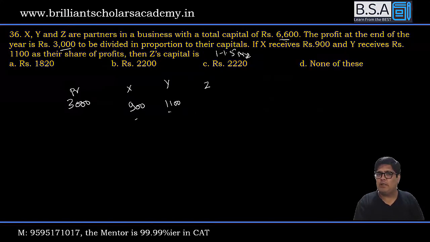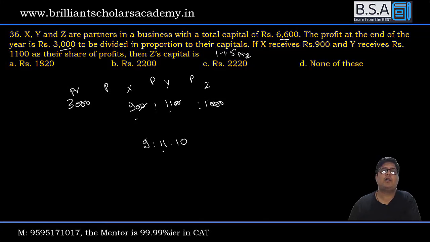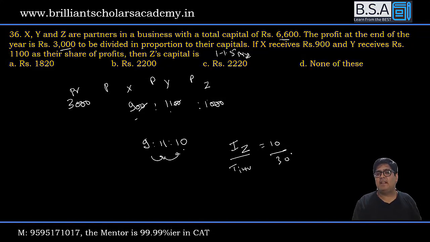The addition of this and this is 2000. So the third person should receive 1000 rupees. This is profit. This is profit ratio of X, Y, and Z. So the profit ratio is 9:11:10. And profit ratio would also be equal to what? Capital ratio. So the investment or capital of Z will be 10 out of total investment. How much is total investment? 9 plus 11, 10, 20 plus 10, 30. So basically 1/3 of the investment is coming from Z. What is 1/3 of this number? 2200.